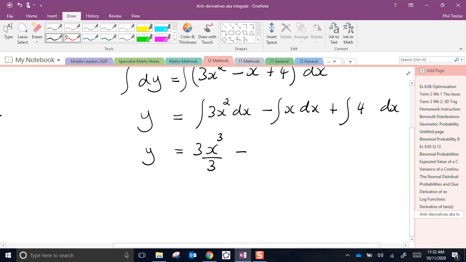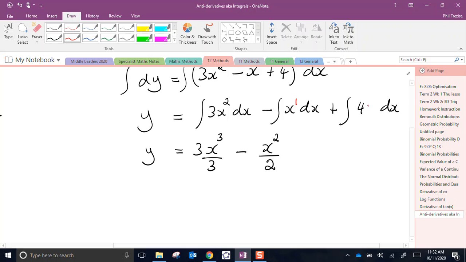Subtract. Now, I'm just going to put in red here a power of 1 on that x. You don't need to write that. I'm putting it in there to explain my thinking. You can just use your imagination in future to think of this as x to the power 1. So that power of 1 increases to become a 2, and I divide by the new power.